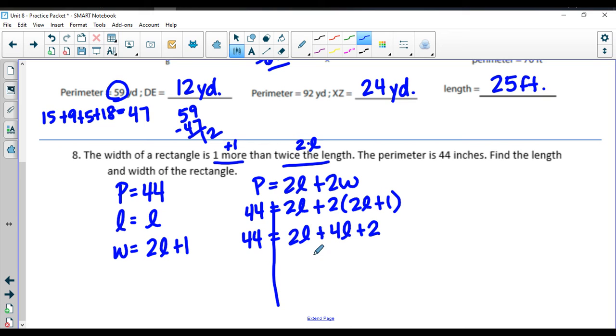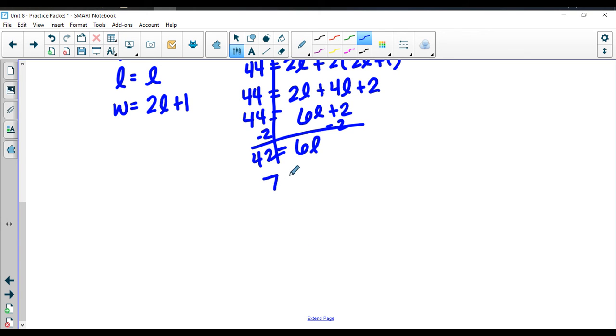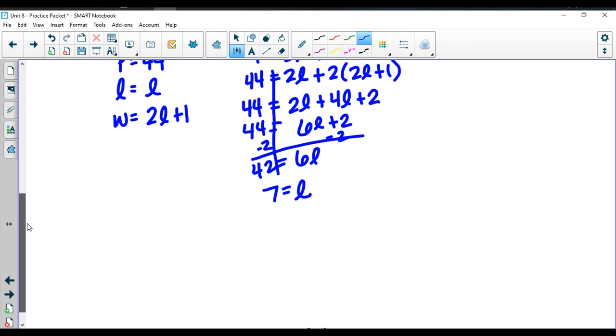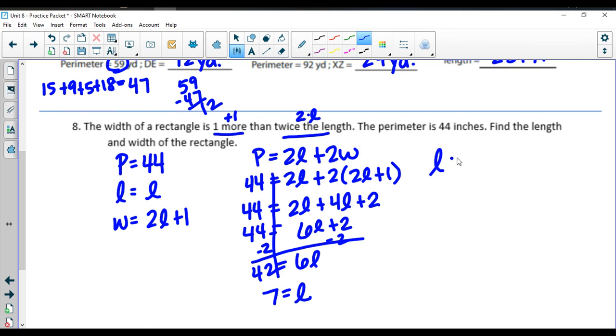Over here, I'm left with 44. This will give me 6L plus 2 when I combine my like terms. Taking away my 2 on both sides, I'm left with 42 is equal to 6L. Dividing through by 6, I get 7 is equal to L. So my length is equal to 7 inches.